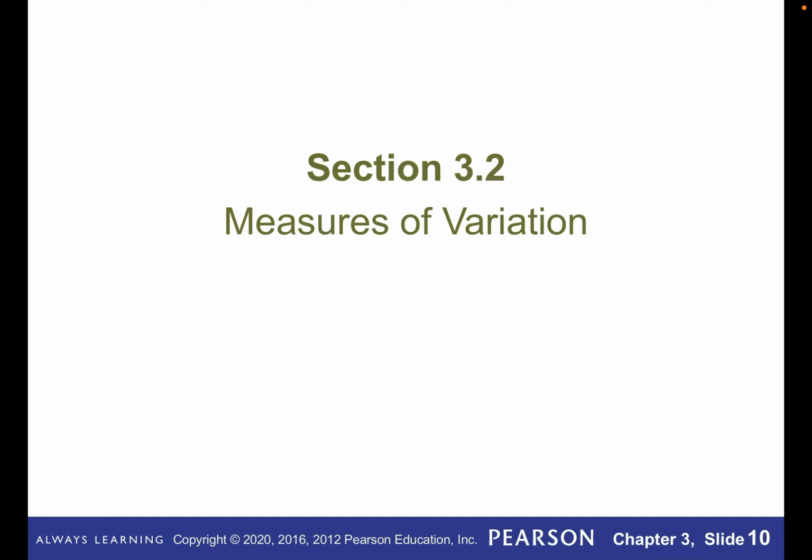In section 3.2, we're going to look at measures of variation for a data set. In other words, we're going to look at quantitative measures of how spread out the data is. You know, is it tightly coupled around the center, or is it more spread out?